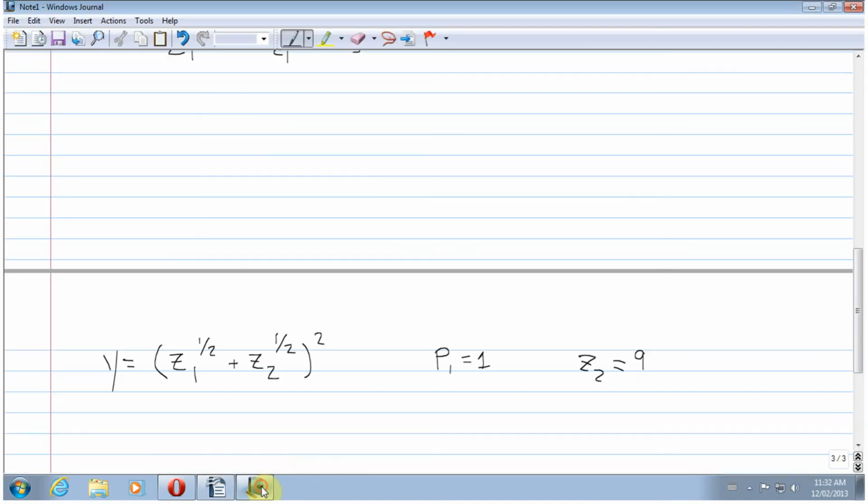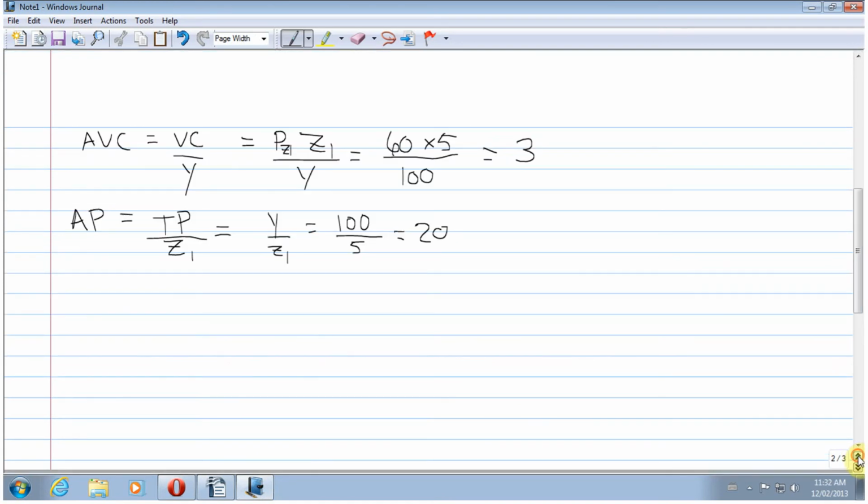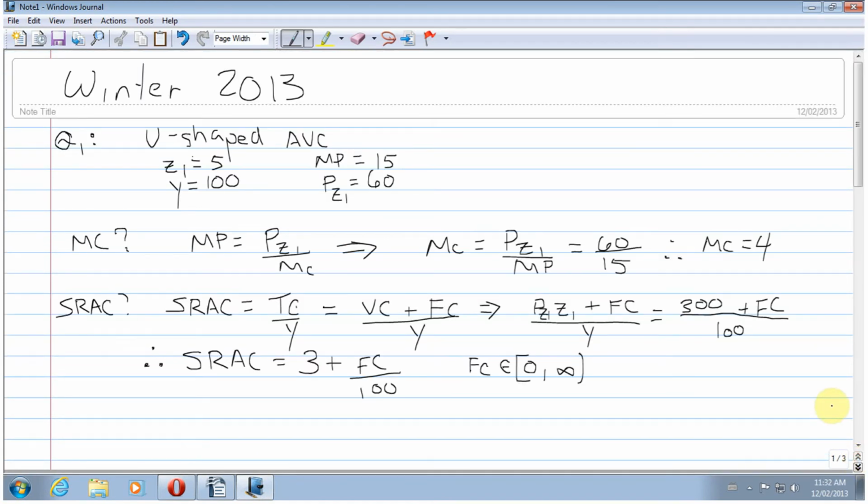Okay, now I'm going to go to the answers for everyone else. Okay, so for U-shaped AVC, I've just written down the pertinent details of the question. Z1 representing the quantity of the input, Y representing the quantity of the output. Marginal product is given from the question, and the price of Z1 is 60, also given from the question.